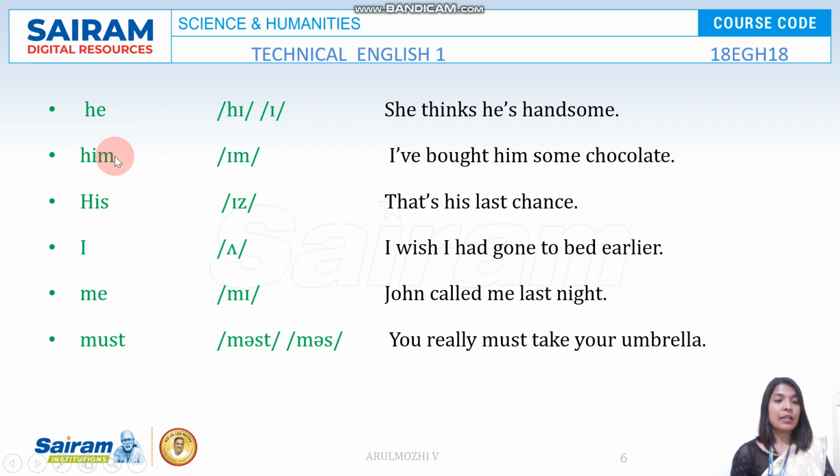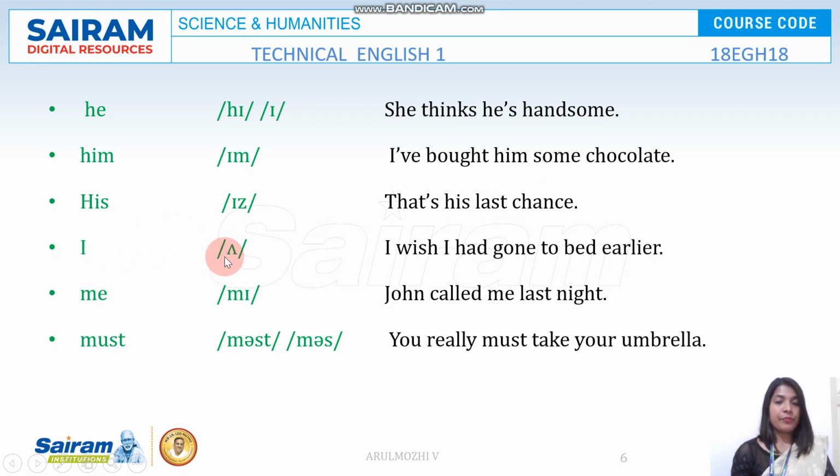Next one. Him becomes im. You don't fully pronounce it as him. You pronounce it as im. I have given it to him, not him. I have given it to im. I have brought im a chocolate. Next one. His becomes iz. That is his last chance. That is his last chance.